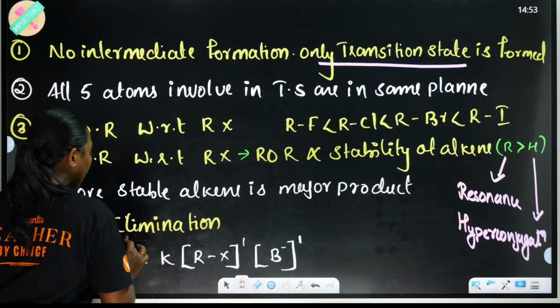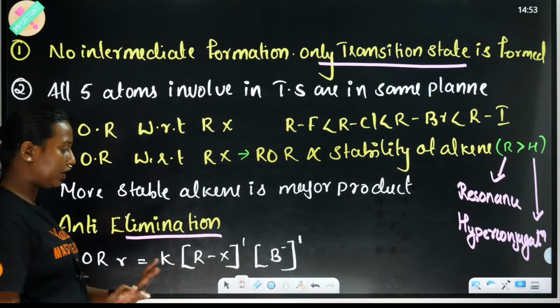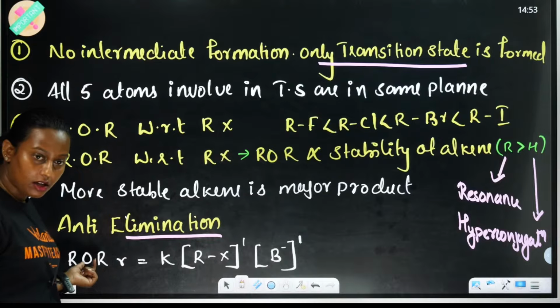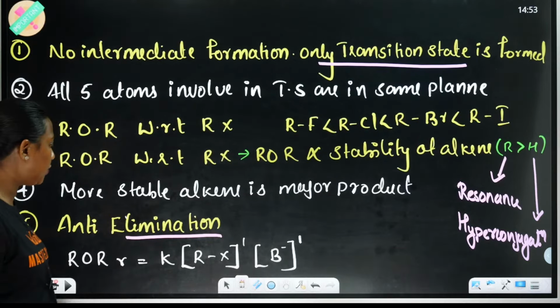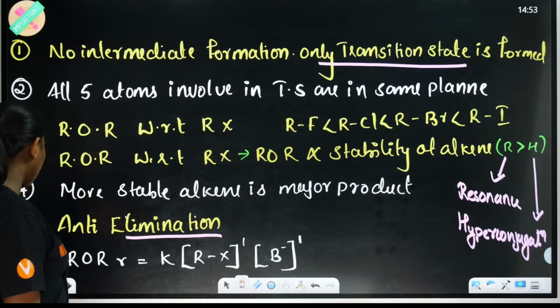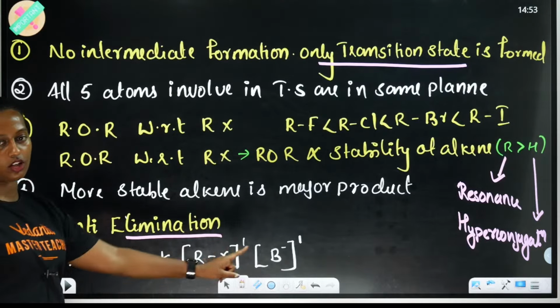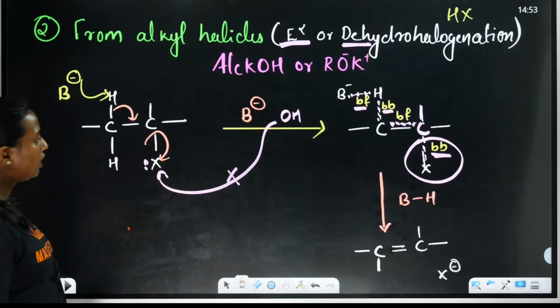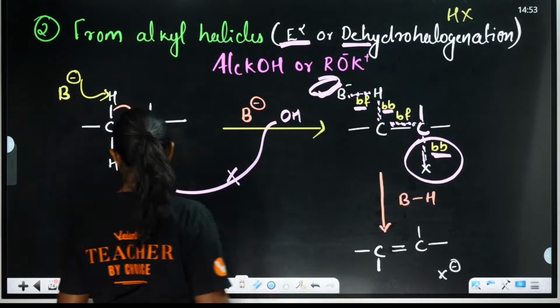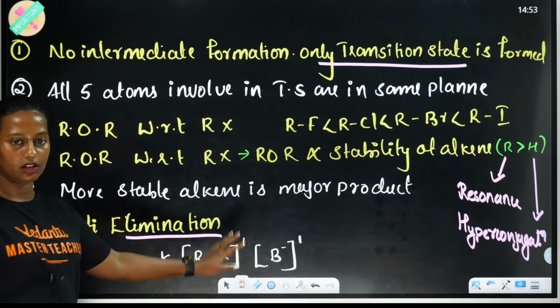Then next, anti-elimination will happen. I will tell you what anti-elimination is. And the rate of reaction in the step is K equal to RX into concentration of B. So this is the rate of reaction, in the step used to calculate the rate of reaction.